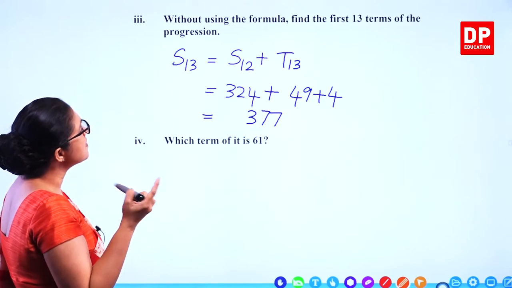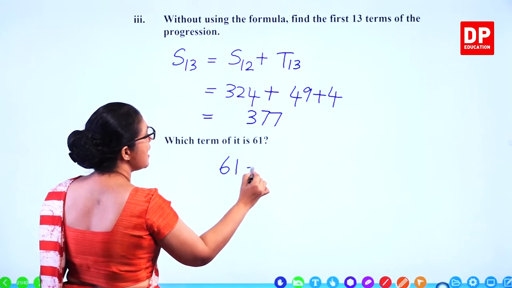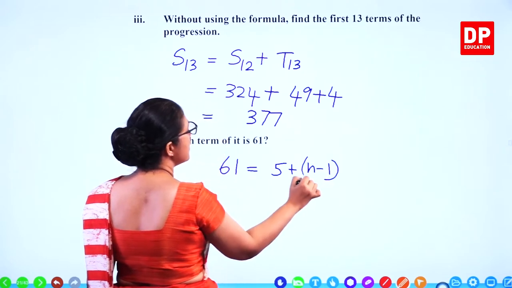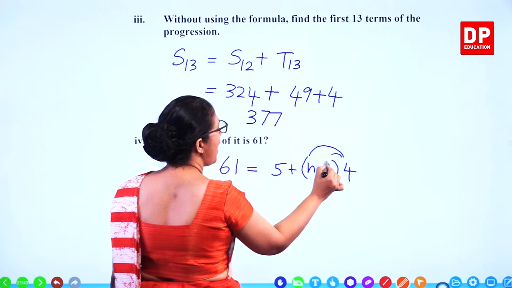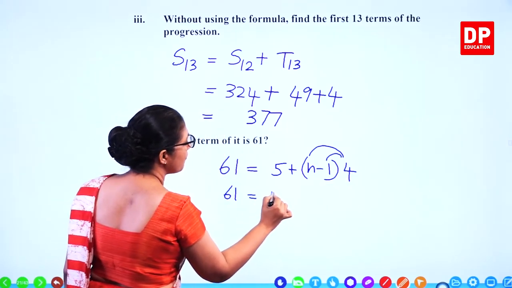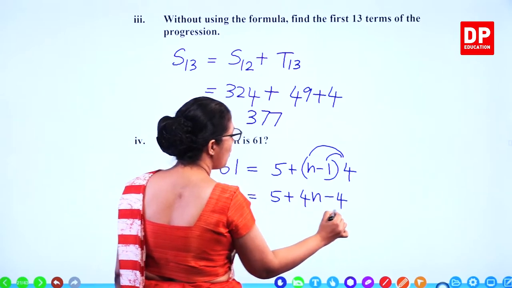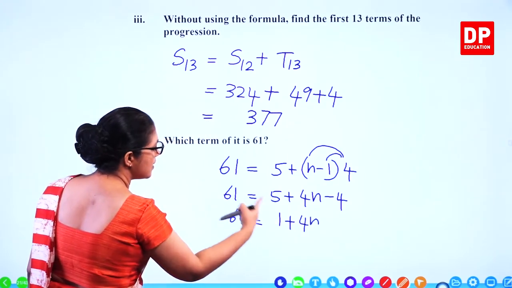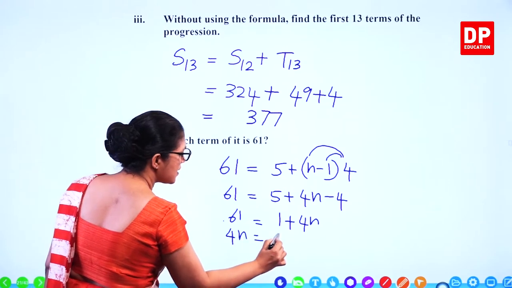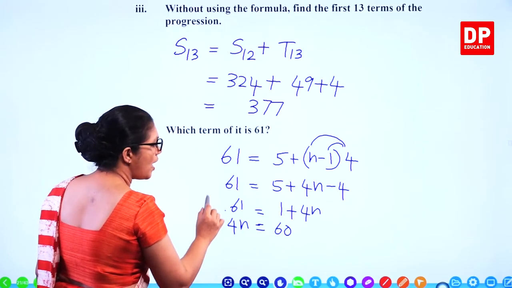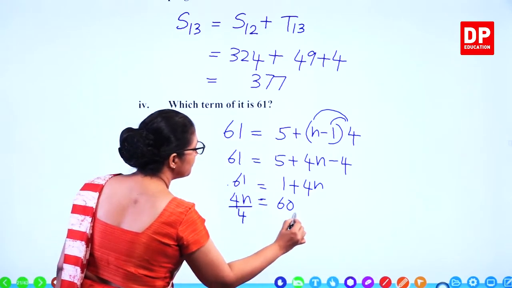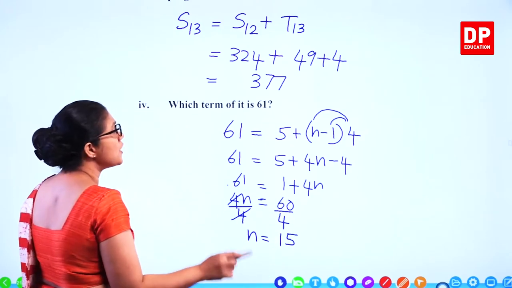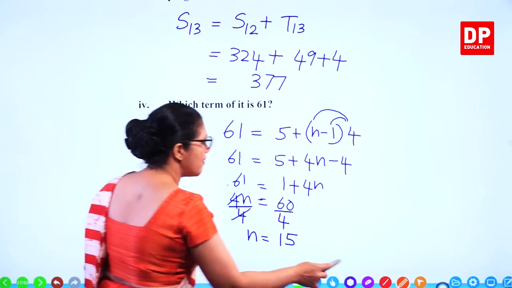Which term of it is 61? 61 is Tn. First term, we know that's 5. And we need to find n. Common difference is 4. Expand brackets. 4n minus 4, 5 minus 4 is 1. When you take it to this side, subtract 1, that's 4n becomes 60, 61 minus 1. Now divide both sides by 4, you get the n value, 4 times 15 is 60. So n is 15. So the 15th term is 61 in this arithmetic progression.